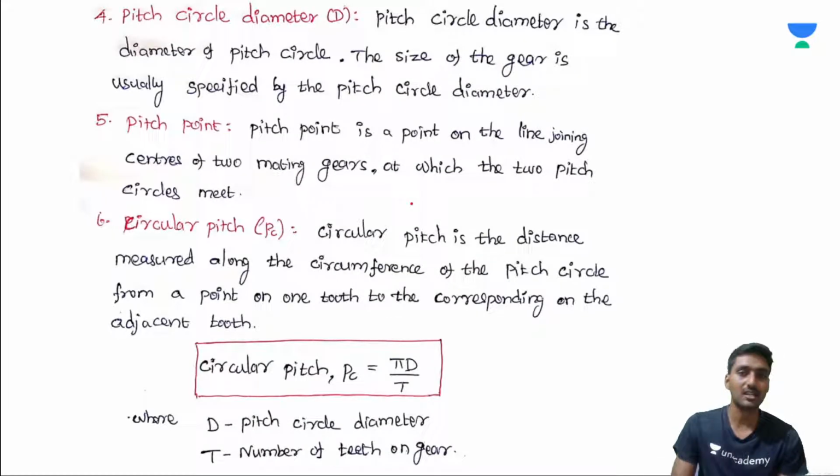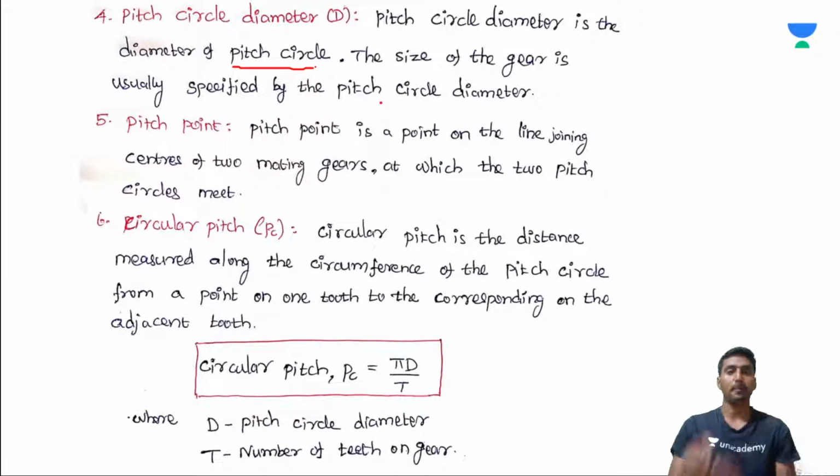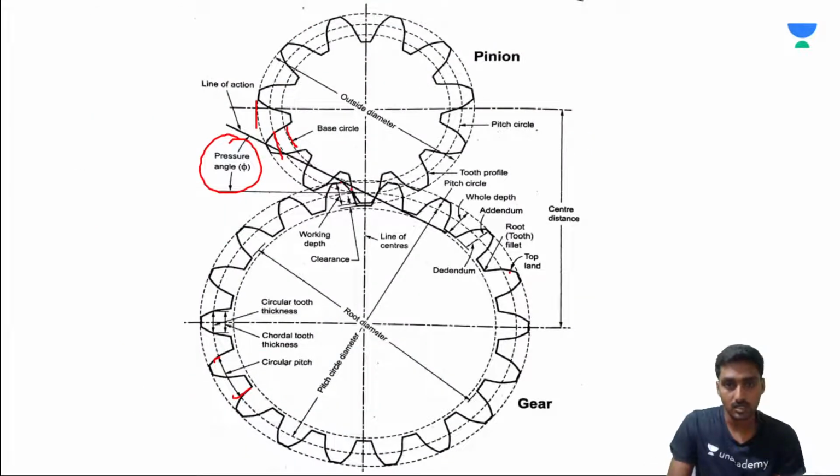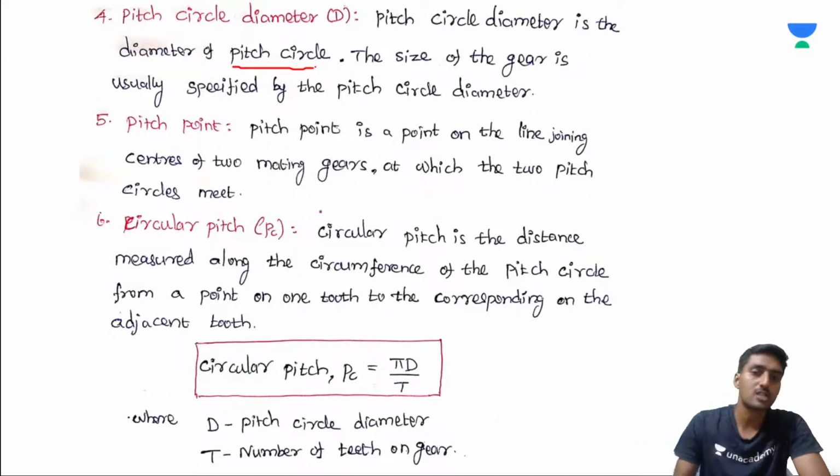Now, pitch circle diameter, capital D. Pitch circle diameter is the diameter of the pitch circle. The size of the gear is usually specified by the pitch circle diameter. Next, pitch point. Pitch point is a point on the line joining the two centers of the two mating gears. Look at this condition: the contact point on the line joining the two mating gears is called the pitch point.